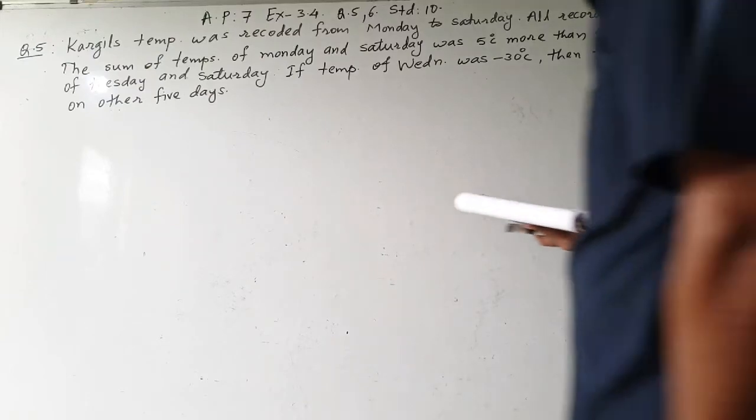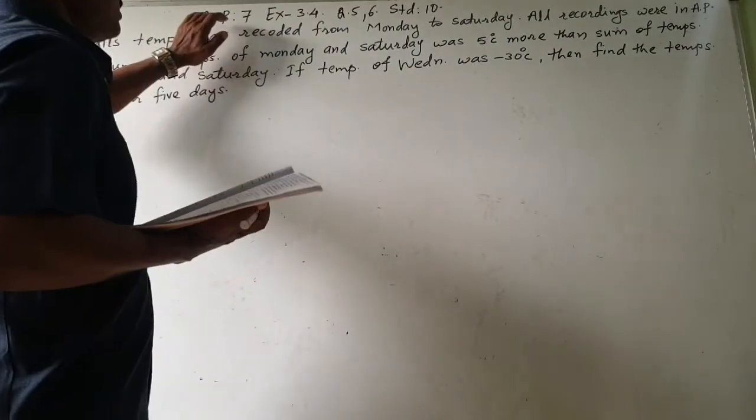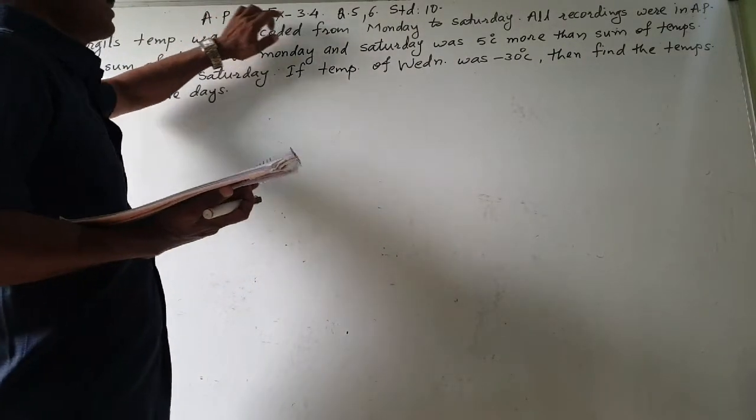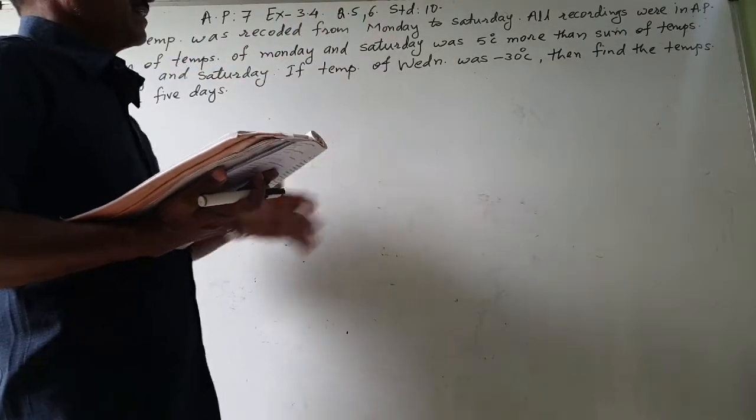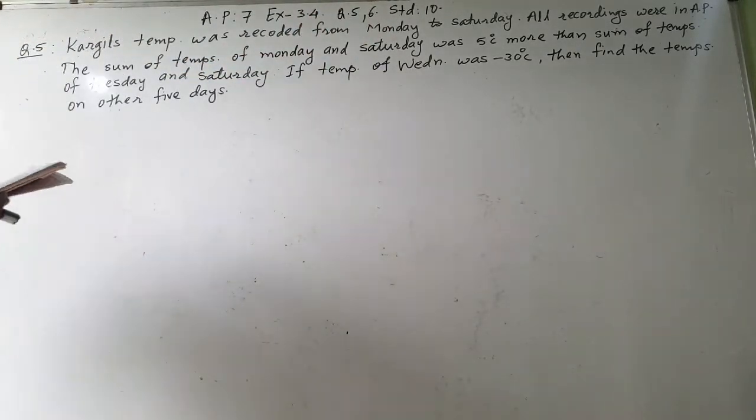So, standard 10, arithmetic progression. This is lecture number 7, exercise 3.4. I will try to finish question 5 and question 6. Question 5, 6, two remaining.